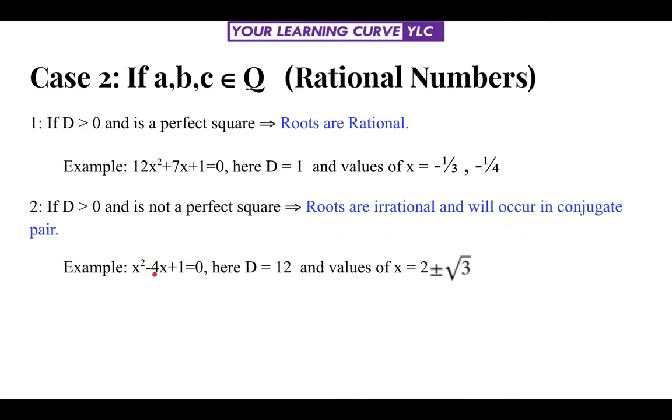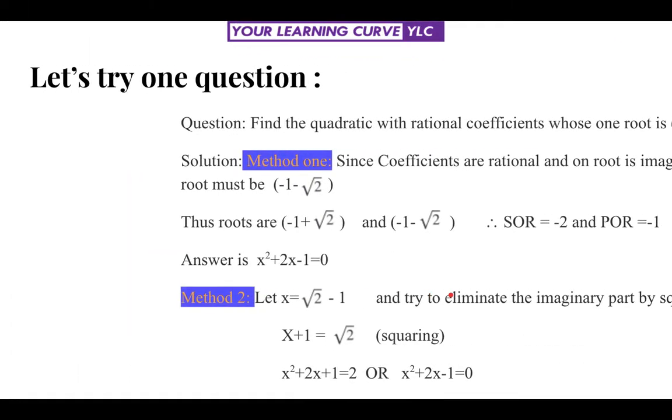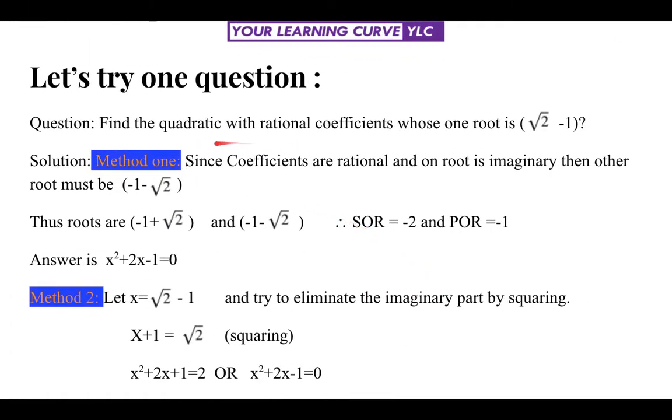For example, x square minus 4x plus 1 equal to 0. Here the value of discriminant is b square 16 minus 4, that is 12. So the roots will be x is equal to 2 plus minus root 3. These irrational roots, if coefficients are rational, will occur in conjugate pair. Remember, this is very important. Now let us try one question. If you are given that a quadratic with a rational coefficient has one root, root 2 minus 1, then you have to find the equation.